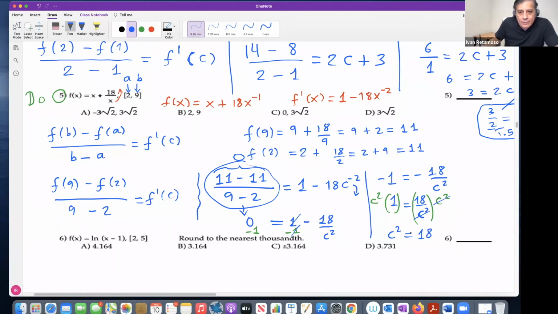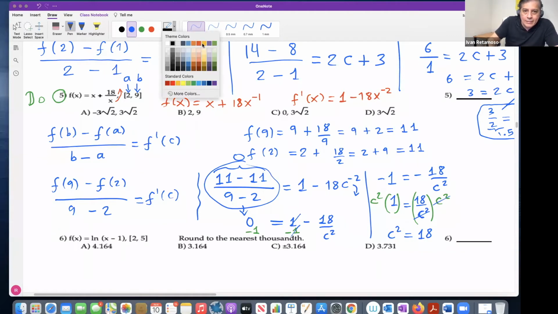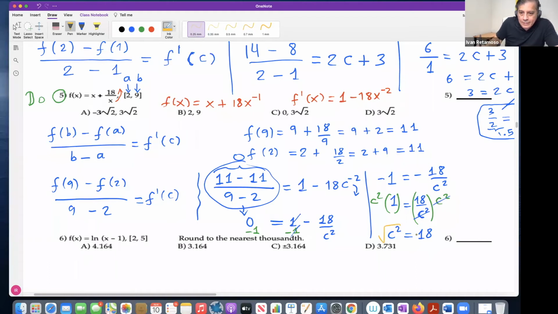Time to take square roots in both sides. That's what I'll do next, right? Square root here, square root here. But that comes with a price. You have to attach this plus minus, right? It takes to consider the positive square root and the negative square root of 18. So C becomes plus minus square root of 18.